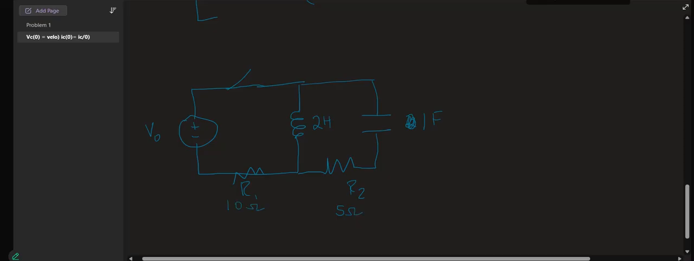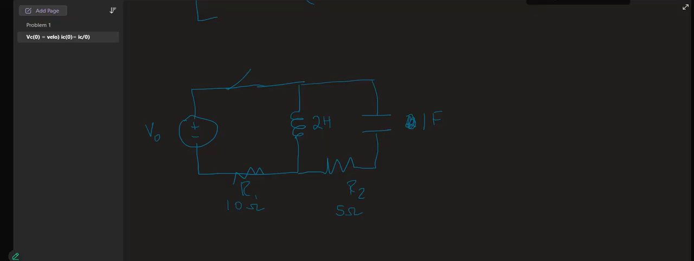Let's look at this one, I think this is important. All right, and let's make this 12 volts. This is switch action at t equals 0. Let's look at 0 minus.